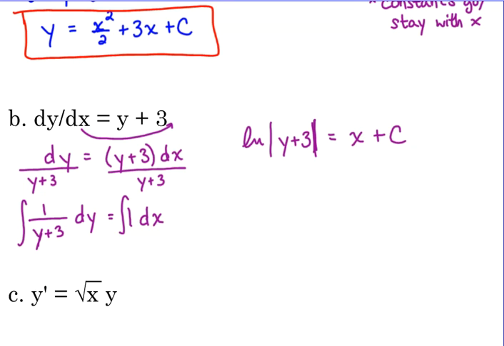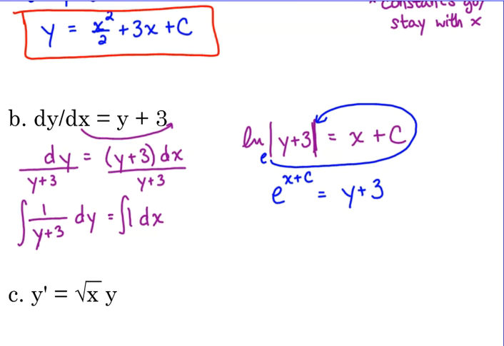Now, solving the differential equation, we really need to get y by itself. Right now, y is inside that natural log. So to get the y out of the natural log, we need to put this in exponential form. The base of the natural log is e. Remember back to pre-calc, exponential form, we do the swoop. Okay, e to the x plus c is equal to y plus 3.